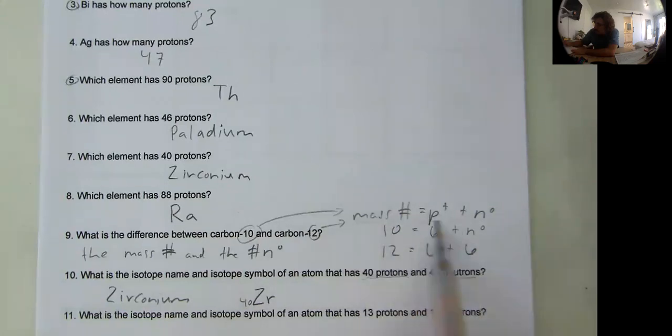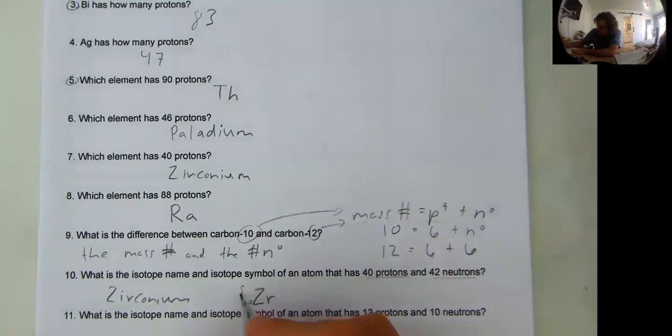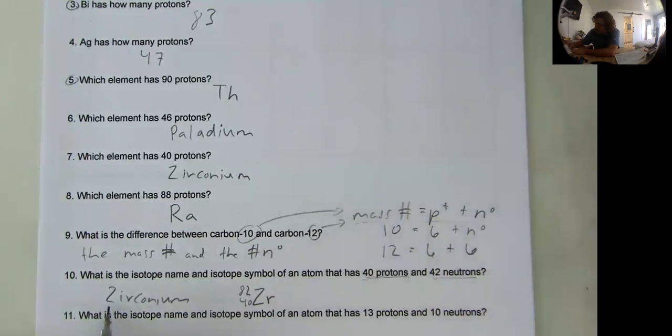Well, the mass number, again, is the number of protons plus the number of neutrons. We're using this formula. So 40 protons plus 42 neutrons, that's 82 as the atomic mass number. And this is an atom, meaning it has no charge, so it's not an ion. That means we don't put anything right here. So this would be the isotope name. Oh, we got to put dash 82, my fault. Zirconium-82 as the isotope name, and this is the isotope symbol.